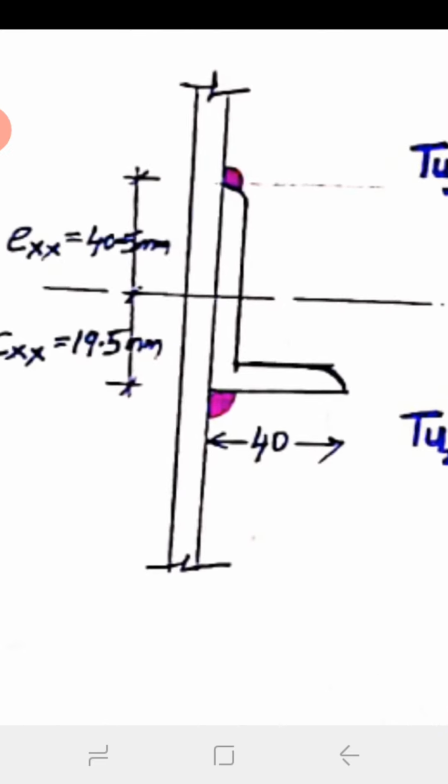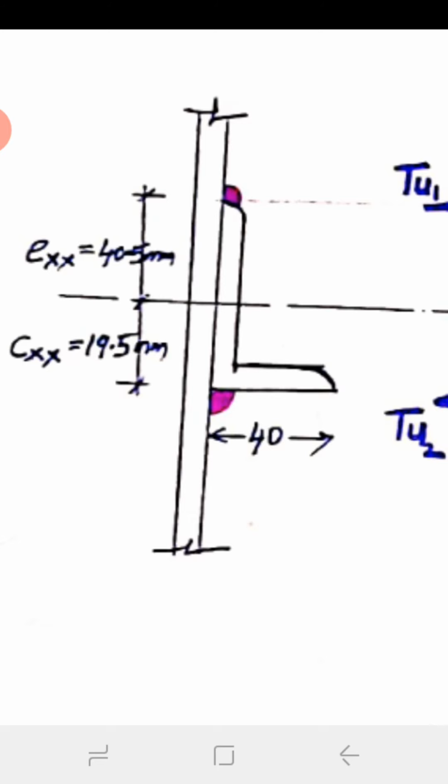You can see here I mentioned that one leg is connected to the gusset plate, and also you mention CXX and EXX taking from the steel table. So I am taking the CXX and EXX. CXX represents the center of gravity of the section, and EXX represents the extreme fiber distance from the center of gravity. And the outstanding leg also you mention here, that is 40.